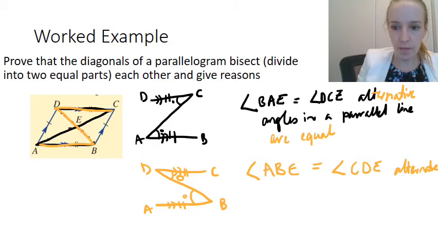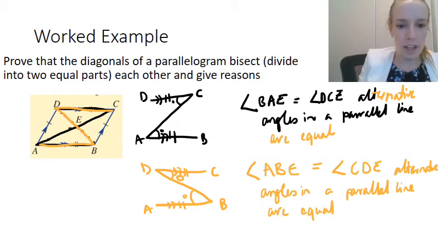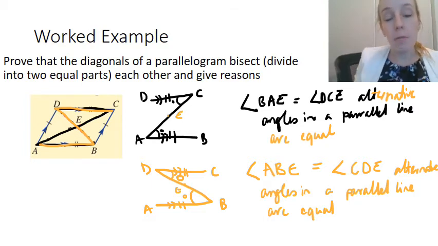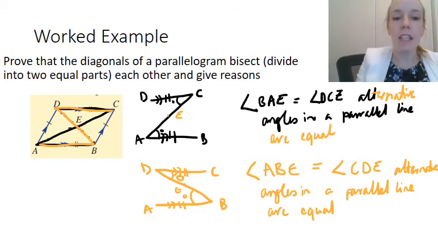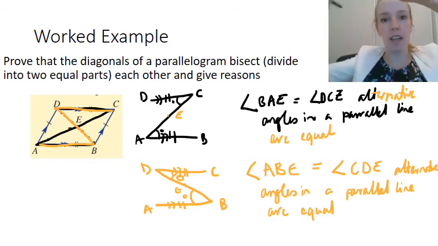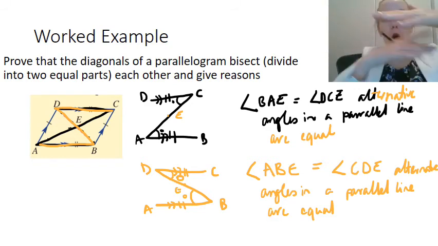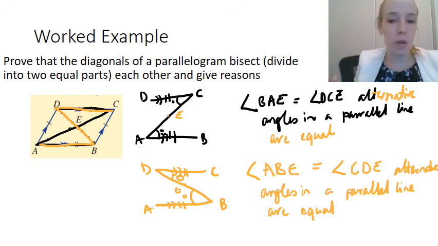Alternate angles in parallel lines are equal. So I should probably mark E on these to make it clear. So E is kind of in the middle here. If you didn't know that, that's probably something useful to know: with these parallel lines, if we were to join them together, the alternate angles within that are equal. That would be very useful knowledge, and it's going to apply in a lot of these situations.